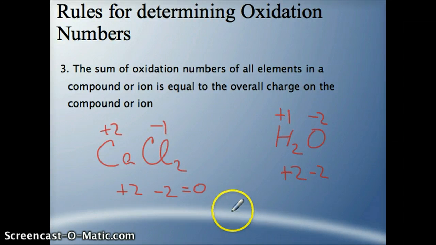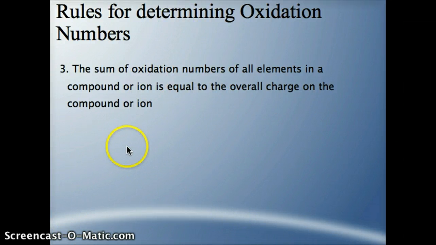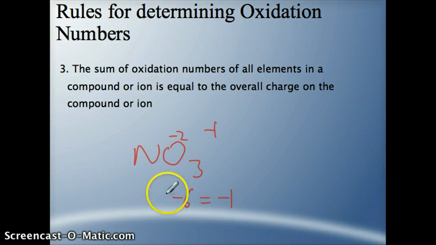If I have a polyatomic ion, for example, I have NO3-. Now, in this case, all the charge of the entire thing needs to add up to a -1. Oxygen, we always know, is -2. There's 3 of them, so the total charge from oxygen is -6. It all has to add up to -1. So what does the oxidation state of nitrogen have to be so it all adds up to a -1? In this case, +5. So again, oxidation numbers are written above the formula.